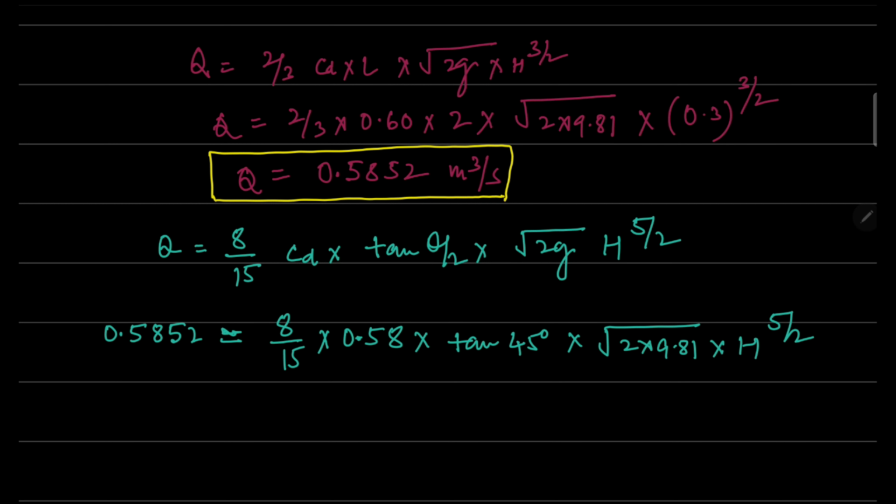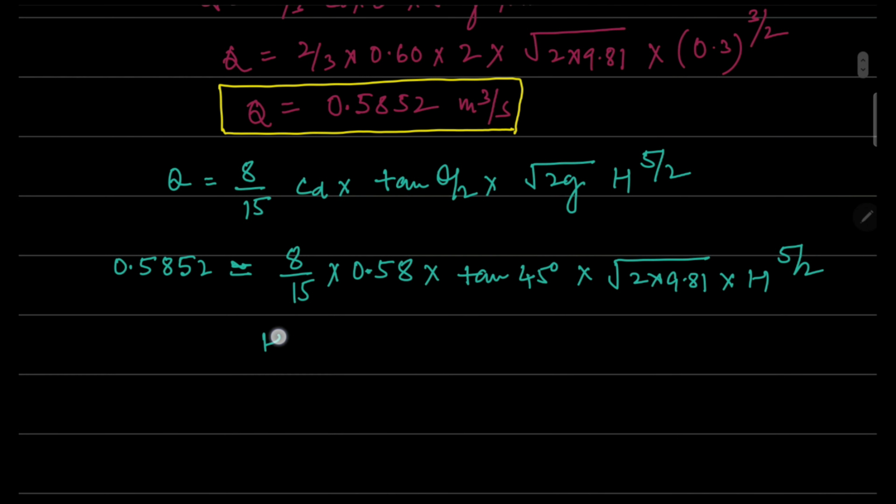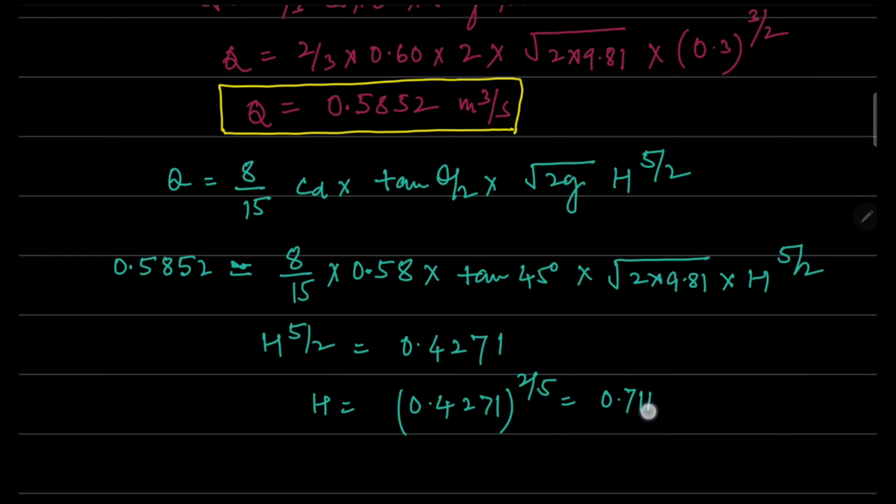So this H value is unknown to us. H raised to the power 5 by 2 is equal to 0.4271. So H is equal to 0.4271 raised to the power 2 by 5. So that is 0.711 meter. So that is our answer.